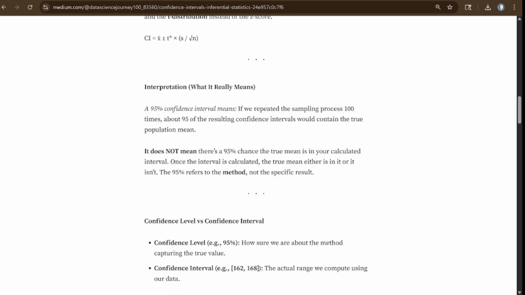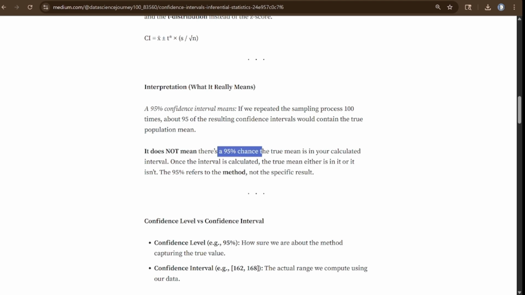Okay, so 95% confidence interval means if we repeat the sampling process 100 times, 95 of this confidence interval would contain the true population mean. Clear? It doesn't mean that there is a 95% chance that the true mean is in your calculated interval. That's a mistake people make.